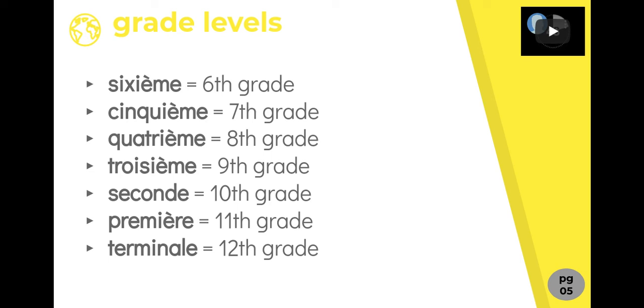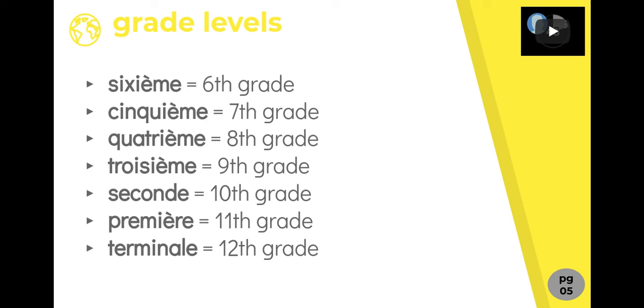In France, they do their numbers backwards. So like if you are in 7th grade right now, you are actually in cinquième. And then when you're an 8th grader, you're in quatrième. When you're a 9th grader, you're in troisième. In 10th grade, that's seconde. They call 11th grade première, and then their terminal or final year of schooling, 12th grade, they call terminale.